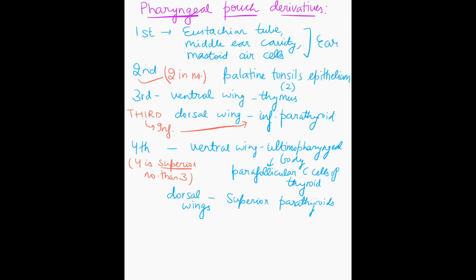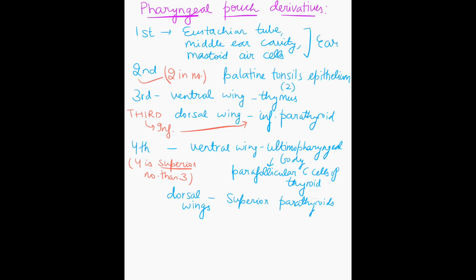Then next we have pharyngeal pouches. Pharyngeal pouches are made up of endoderm. Let us look at their derivatives. The first pharyngeal pouch will give rise to the eustachian tube, middle ear cavity, and mastoid air cells. These are the anterior structures: the eustachian tube is the anterior part, then the middle ear cavity, going from anterior to posterior, and then the mastoid air cells. Related to the ear, first arch. The first cleft was the external auditory meatus on the outside.